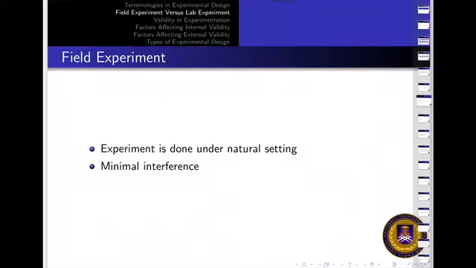Contoh kalau observation, you want to see their behavior. So through experiment, or under natural setting, how the respondent behave. So it is under field experiment.